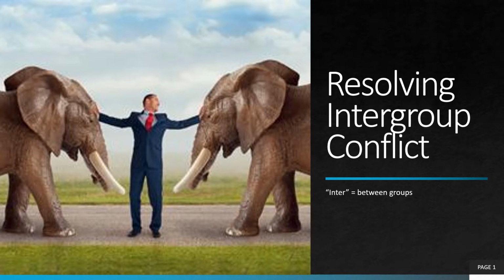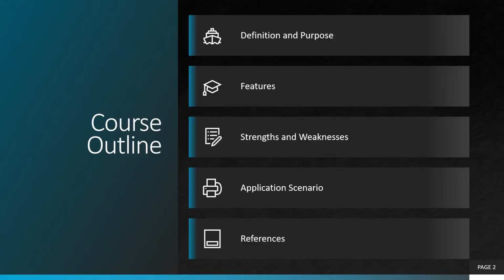This training will go over one of the many prevalent interventions, which is, in this instance, resolving intergroup conflict. We'll be learning about intergroup conflict and what role you can play in successfully resolving it. Today's course outline is as follows: the definition and the purpose of resolving intergroup conflict, features, the strengths and weaknesses, application scenario, and references.